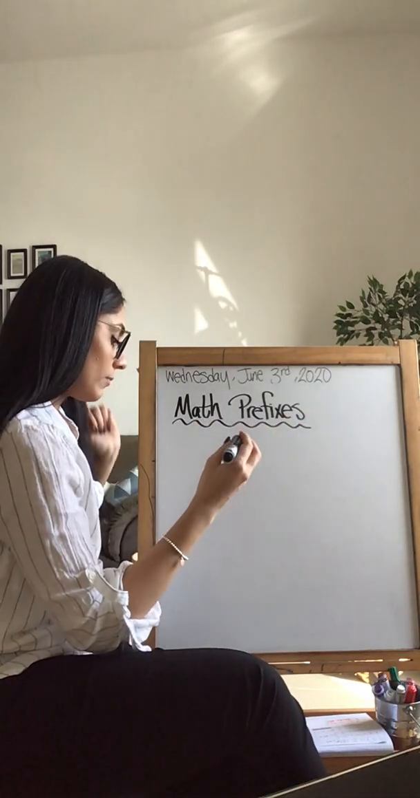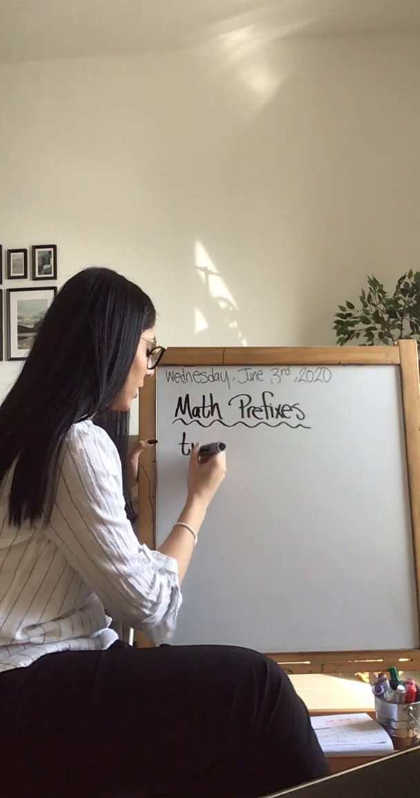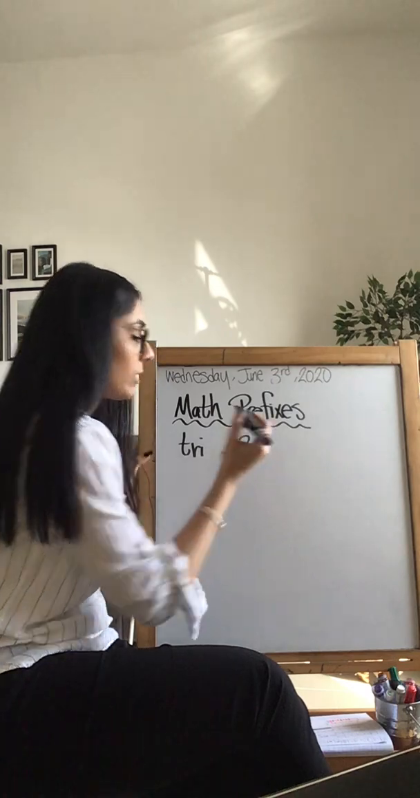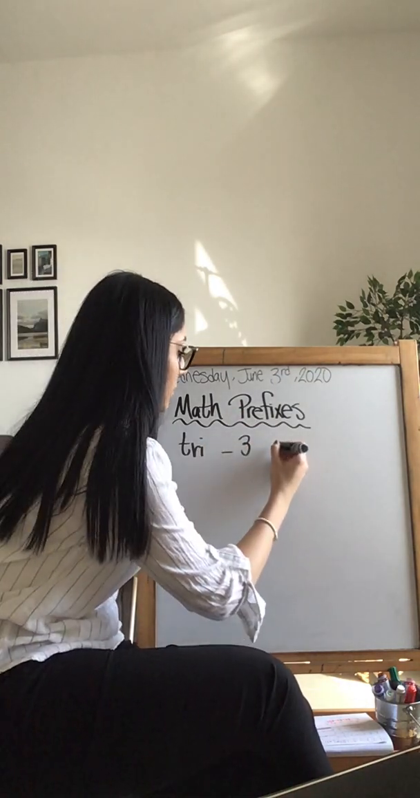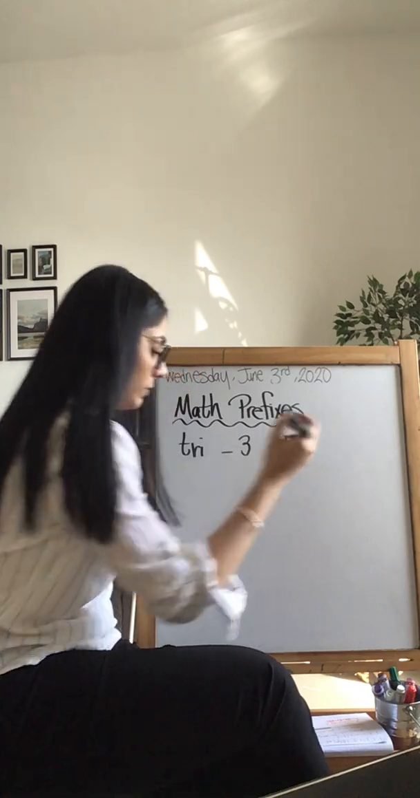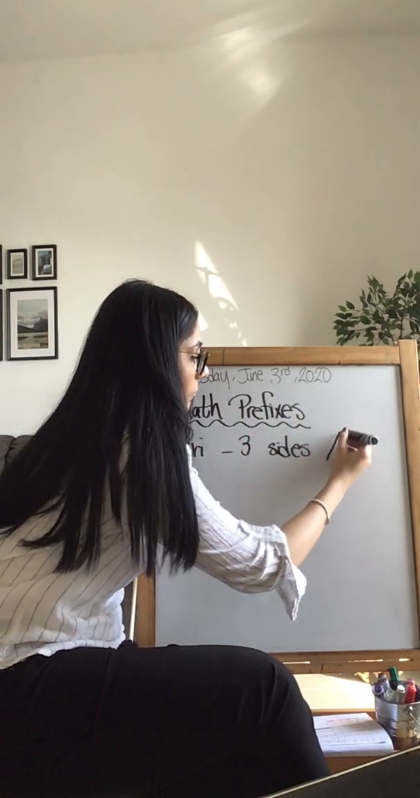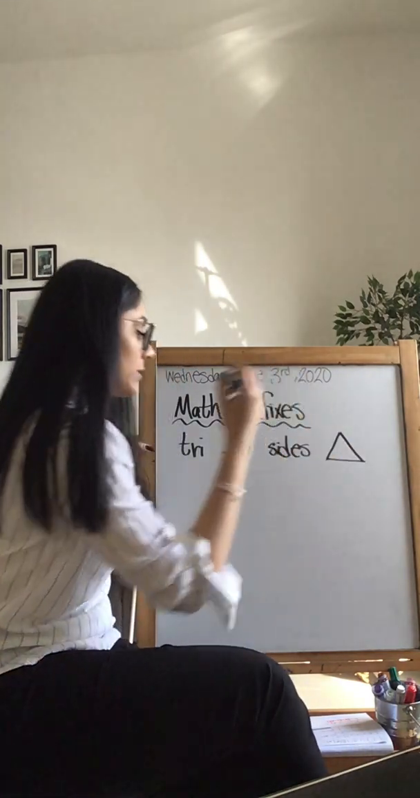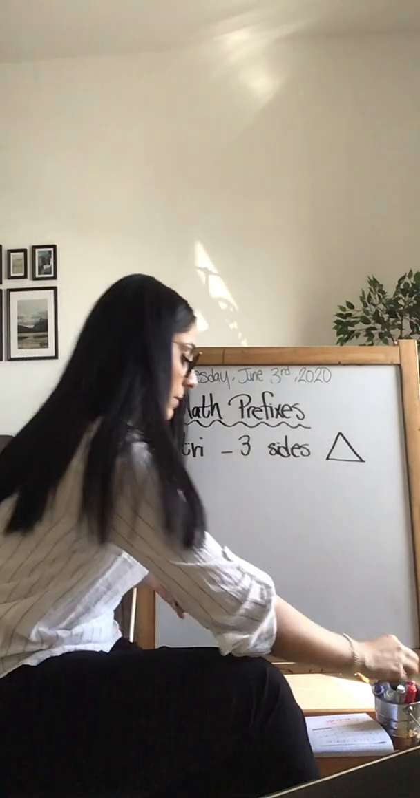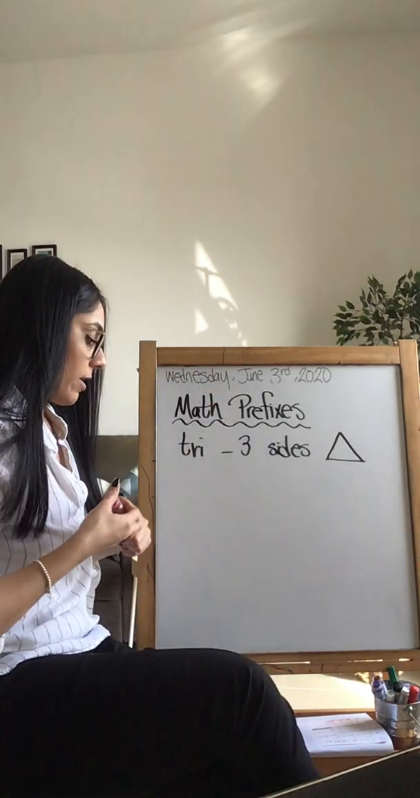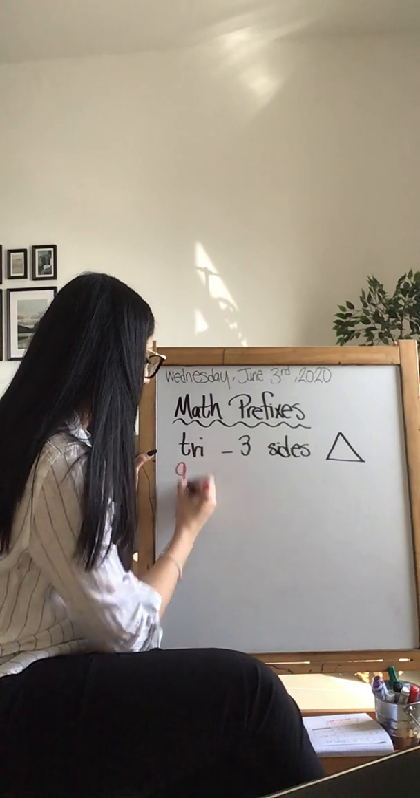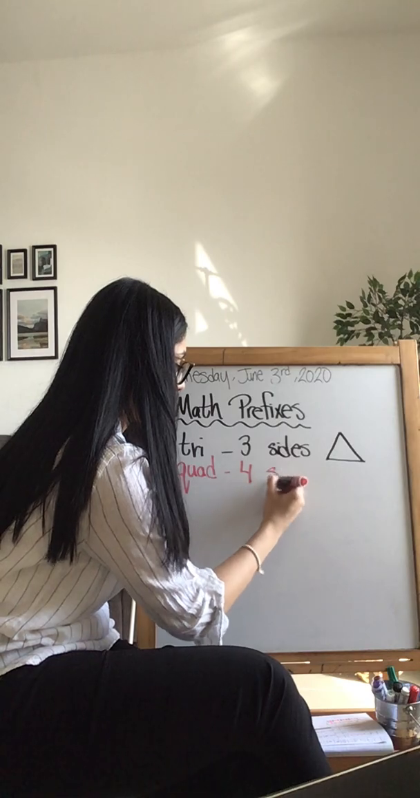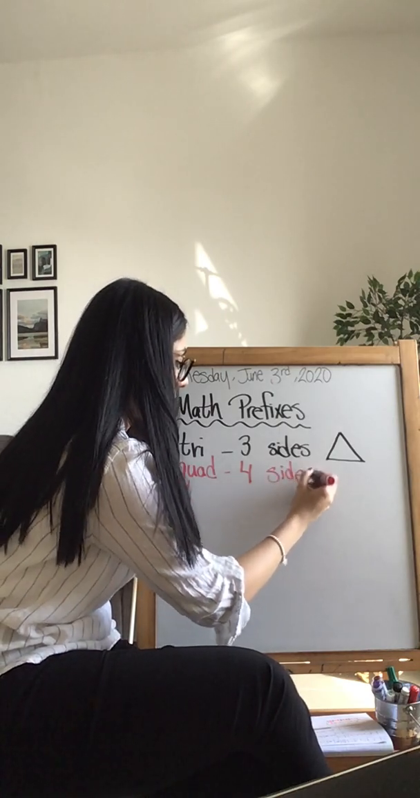Okay, so if I have a shape that starts with tri, that means I have 3 sides. That would be a triangle. 1, 2, 3, right? Let me get different colors going so it stands out. If I have anything that starts with quad, that is 4. I'll say 4 sides, right?